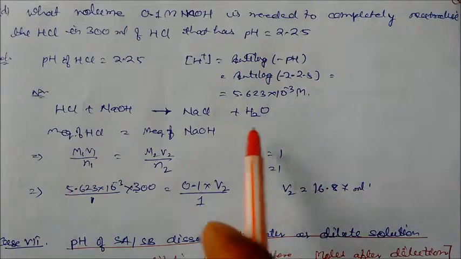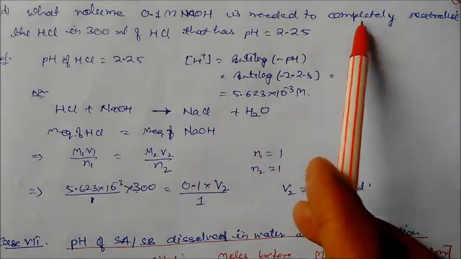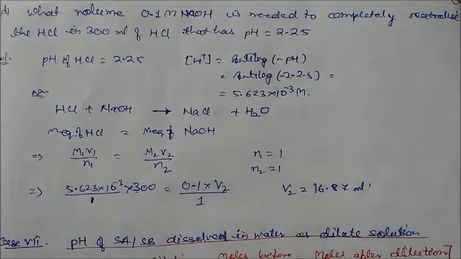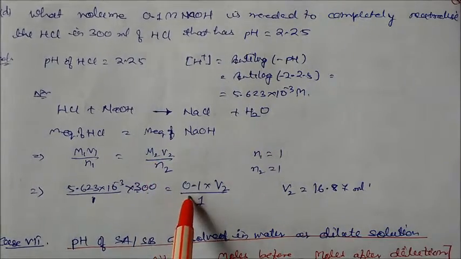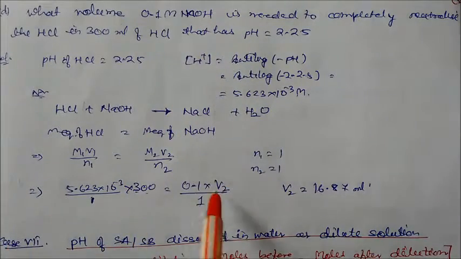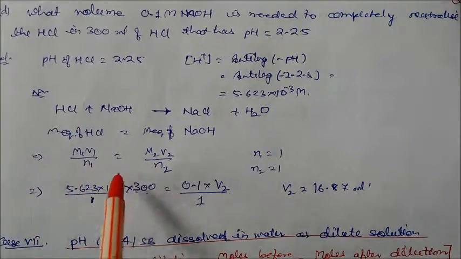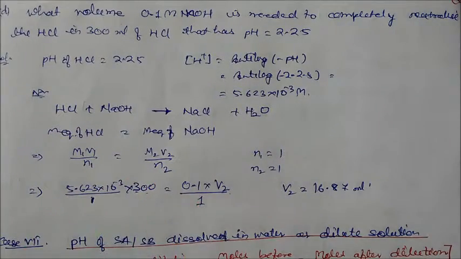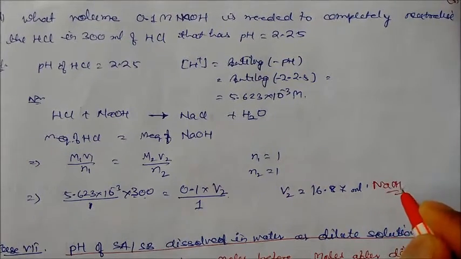Use the neutralization reaction, this plus this. So M1V1 is equal to M2V2, because this is completely neutralized, so you have to take the equal value. This value is given, 5.623, the volume is given, M2 is given as 0.1 molarity for sodium hydroxide, and V2 we don't know. And N1 and N2 are the number of moles, that is 1 and 1. So now you can solve it, and you will get the volume 16.87 ml. So this much sodium hydroxide is needed to neutralize the HCl.